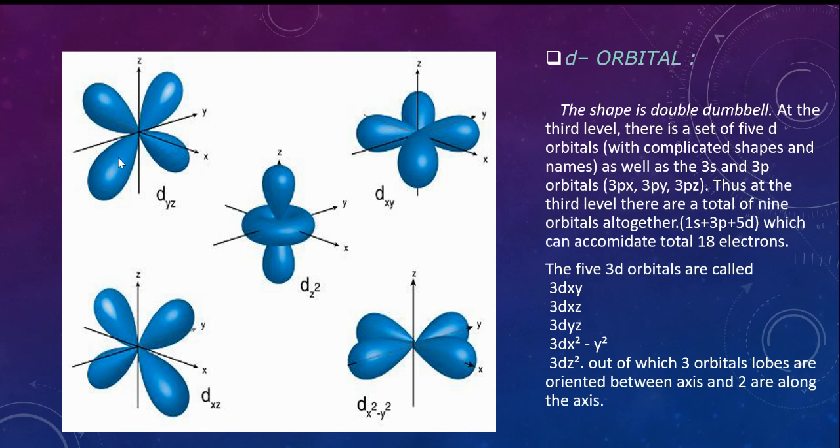Then coming to the d orbital, it is double dumbbell. It will have 4 lobes. The total number of orbitals is 5 because the l value is 2, so the m value is -2, -1, 0, +1, +2, a total of 5. These 5 are divided into 2 sets. One set is dxy, dyz, and dxz, which are oriented between the axes, and the second set is dx²-y² and dz², whose lobes are along the axes.